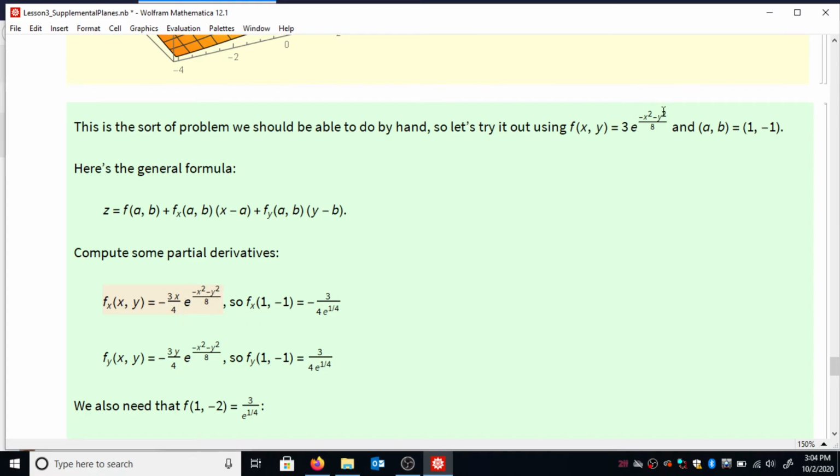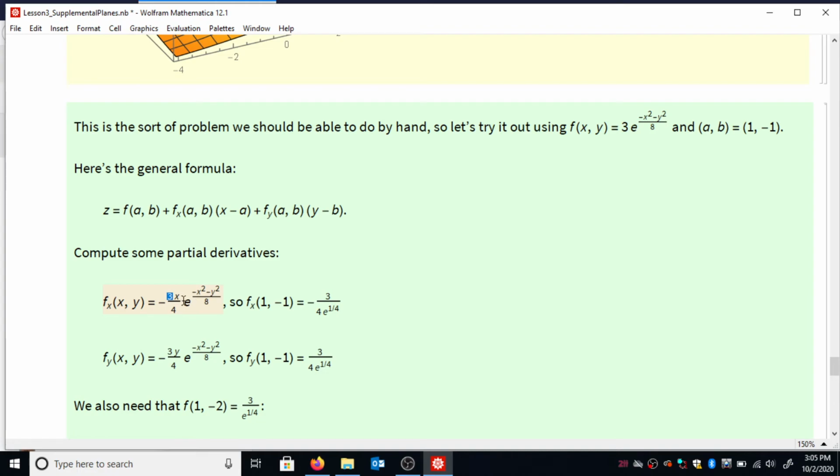And the thing that makes it interesting is this negative x squared minus y squared over 8. This portion of the function, when I take the partial derivative with respect to x, this y term is constant relative to x. So when we're using chain rule here, the derivative of negative x squared minus y squared over 8, its partial derivative with respect to x, we're going to end up just with an x term coming out. So I have negative 3x over 4. The 3 was a coefficient that was already there, and then a negative x over 4 comes out of this exponent when we do chain rule.